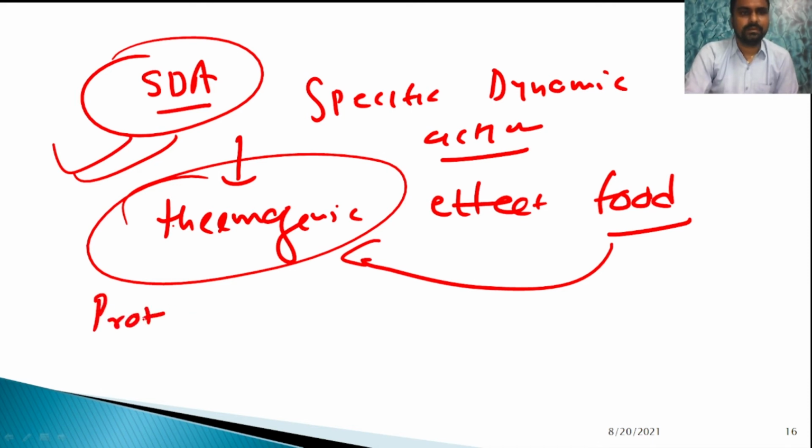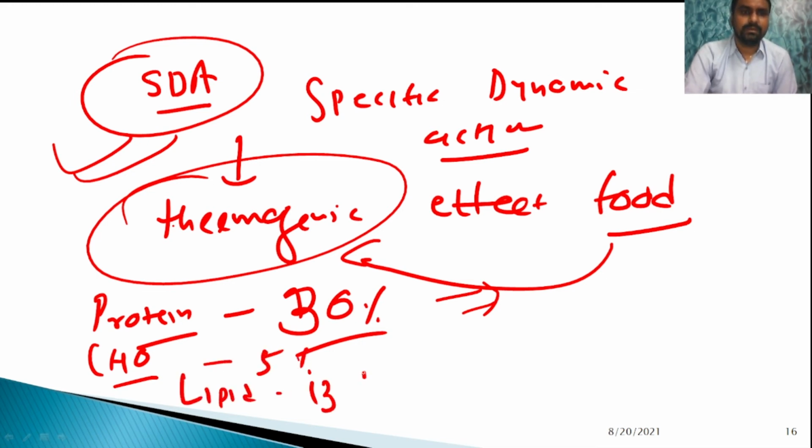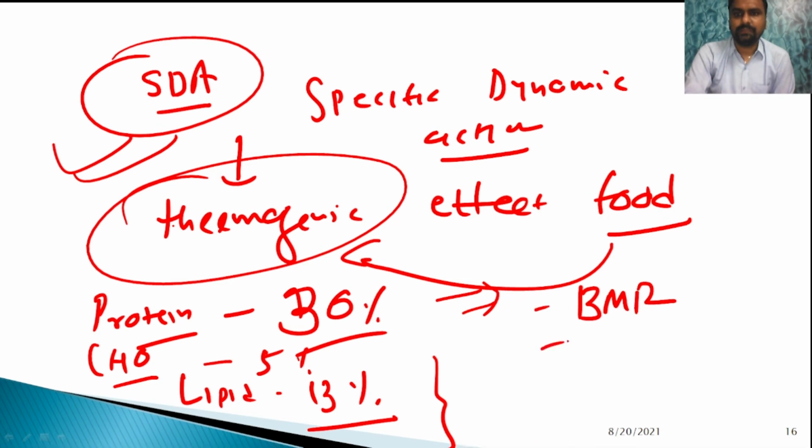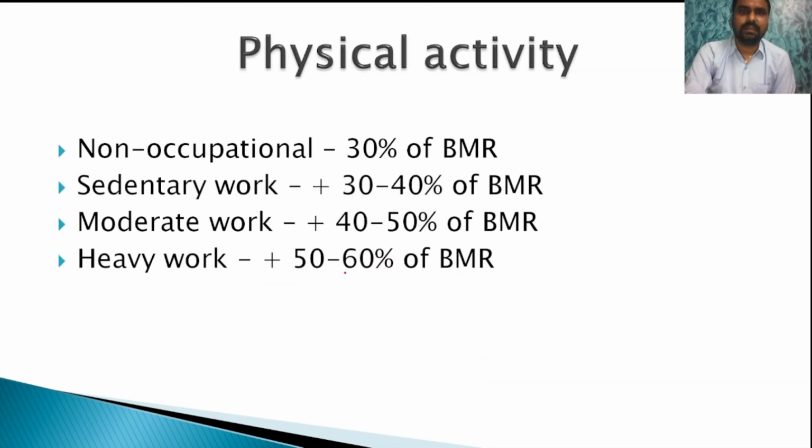For protein it is highest, around 30%, for the digestion, absorption, transportation, deamination, and for the production of non-protein nitrogen substance. Then for carbohydrate it is around 5%, and for lipid it is around 30%. So this is about the specific dynamic action. We have seen about the basal metabolic rate and the SDA. Now we will see the third, that is physical activity.